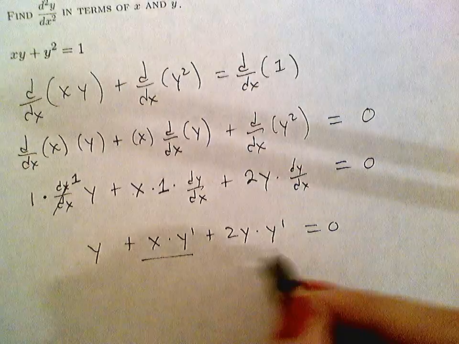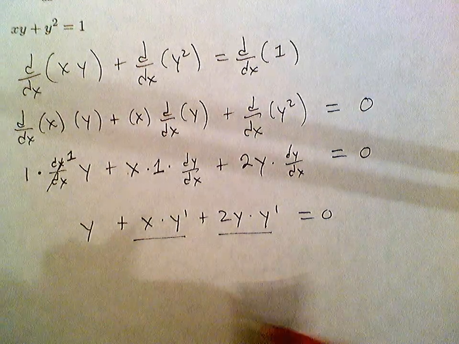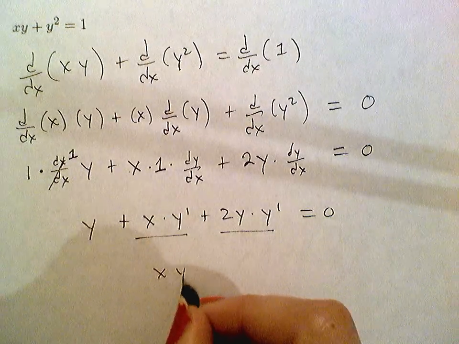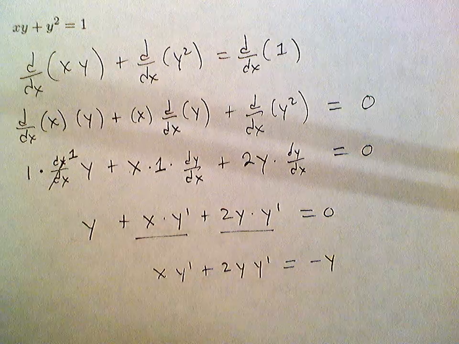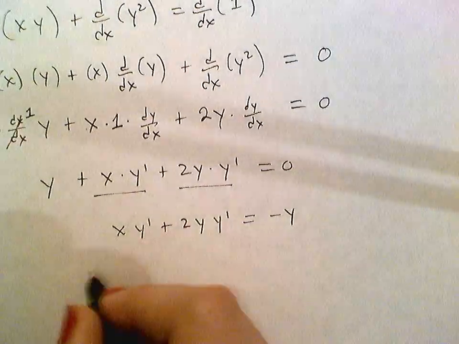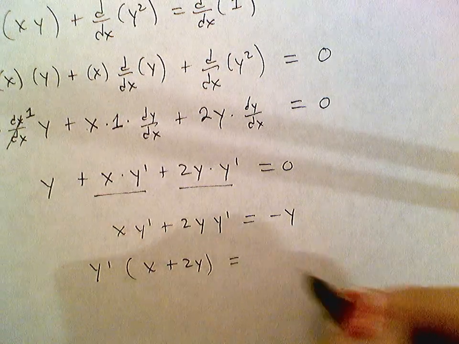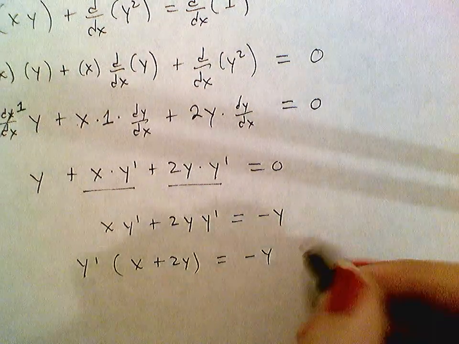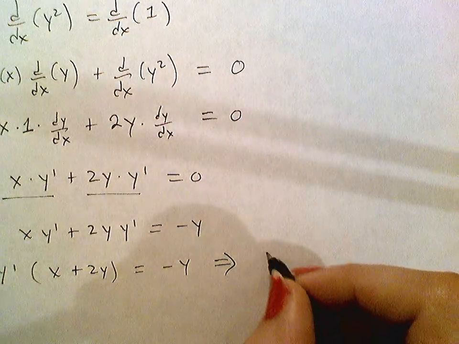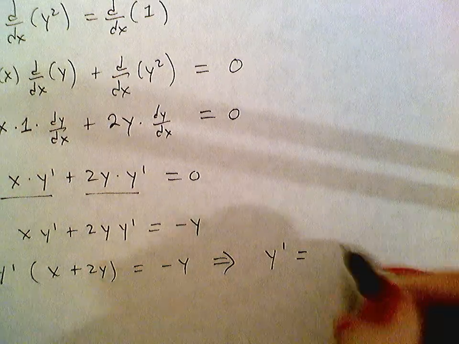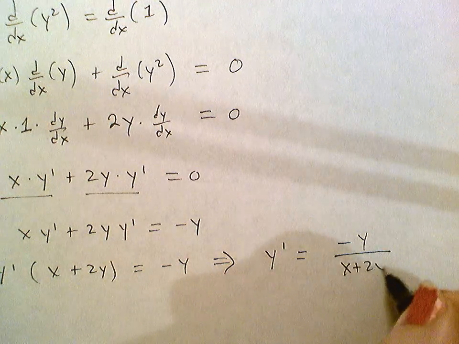All right, so this is y plus x y prime plus 2y y prime equals 0. So I've got 2 y prime terms right there. This one is not a y prime term, so I'm going to get it over on the other side by subtracting it. So I end up with x y prime plus 2y y prime equals negative y. And then I'm going to factor out a y prime, and I'm left with x plus 2y on the inside equals negative y. And then I get that y prime is equal to negative y over x plus 2y.